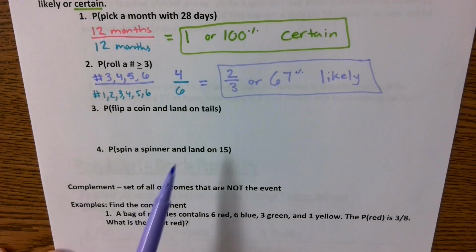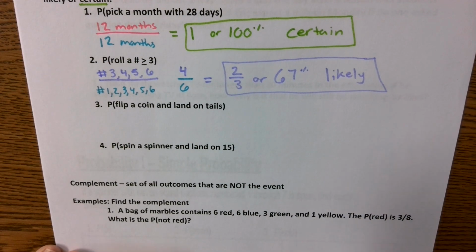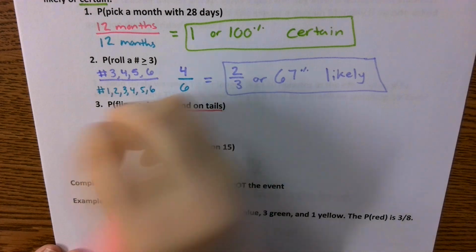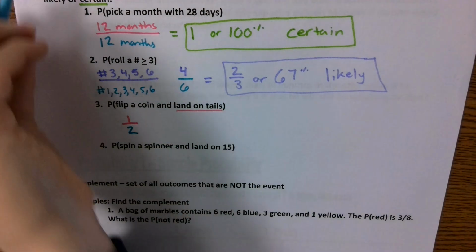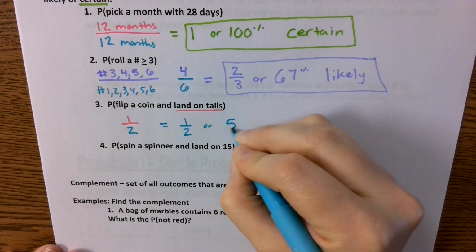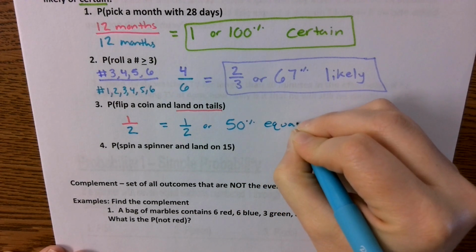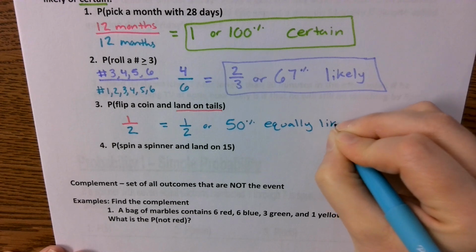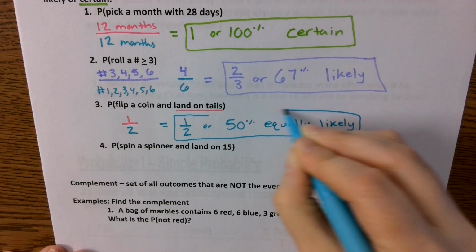Okay, problem number 3, flipping a coin and landing on tails. So the outcome that we are wanting is just to land on tails. How many ways can we land on tails? 1. There's only one way to land on the value of tails. How many possible outcomes are there on a coin? 2. So you have 1 out of 2. 1 out of 2 can simplify to just 1/2 or 50%, which is called what? Equally likely, or as likely as not. Those are all considered to be possible ways to say it.